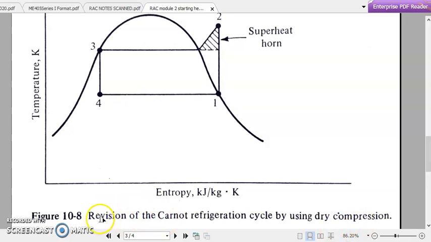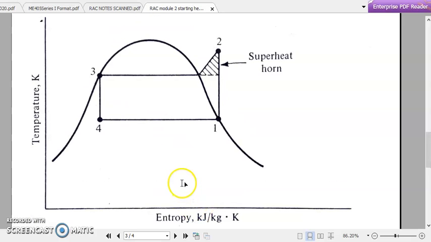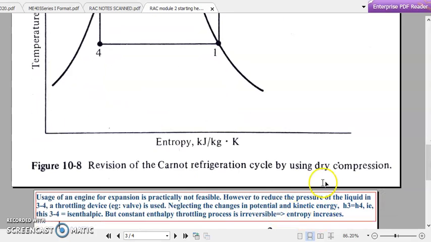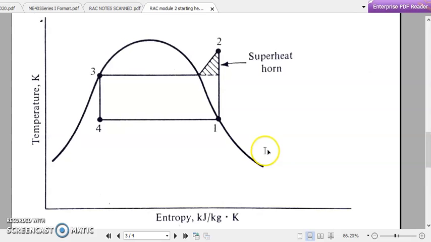So revision. Here we are revising the earlier diagram by introducing dry compression. So what is meant by this dry compression? Again we are considering this TS diagram. We are shifting point 1 towards the saturated vapor line. Point 1 means the inlet of the compressor. So we are assuming that almost all, or 100%, of the refrigerant molecules are now in vapor state when entering the compressor.